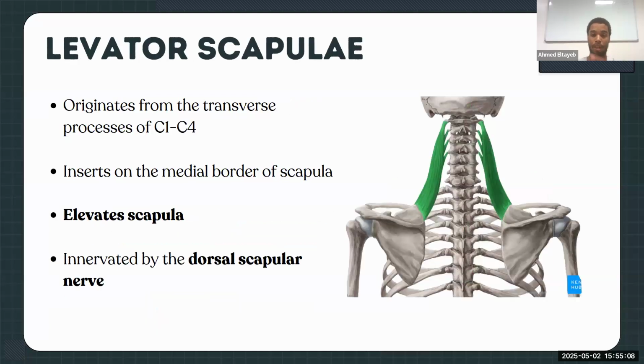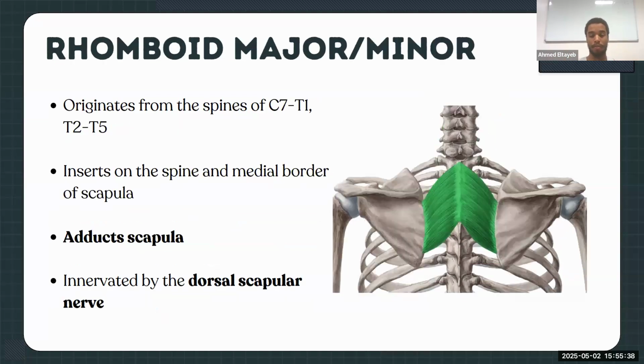Okay. Levator scapula, it's in the name. So it comes from the transverse processes of C1 to C4, sitting all the way up here. And it inserts itself on the medial border of the scapula. And as the name implies, it elevates the scapula. And just a note to keep in mind, the levator scapula and the rhomboid major and rhomboid minor are all innervated by the dorsal scapular nerve. Okay? So levator scapula, elevate scapula, dorsal scapular nerve.